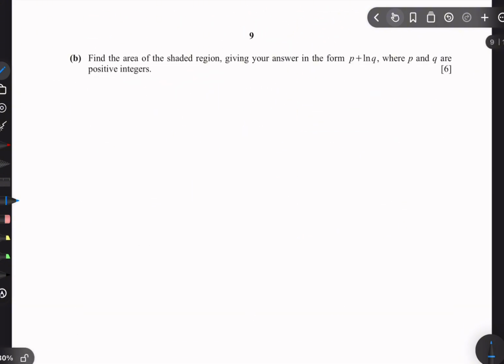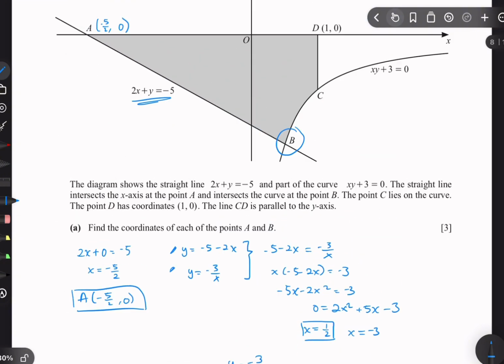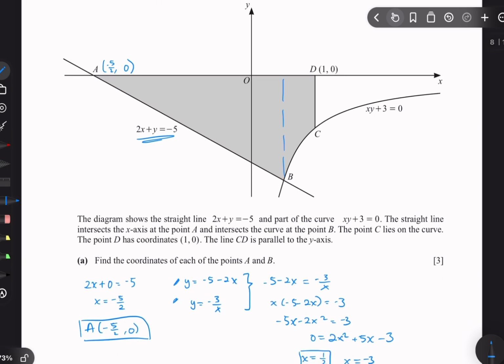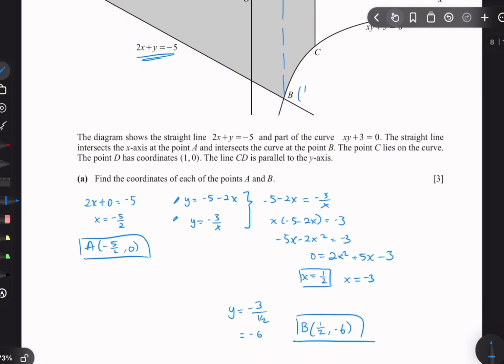Part B. Find the area of the shaded region, giving your answer in the form where P and Q are positive integers. Okay, so we have the shaded region already, and we can actually split the shaded region into a triangle and another section. Okay, so we need to find the C coordinate, but let me just write the B coordinates.